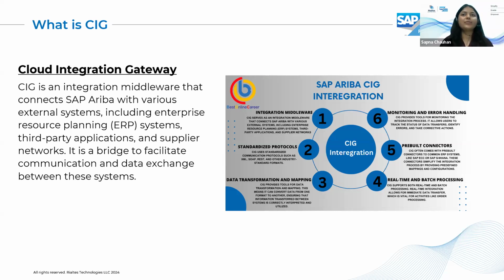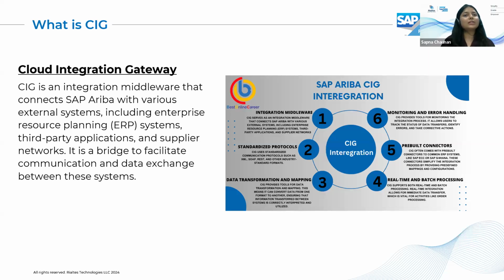Before CIG, integration between Ariba and ERP required manual customization or using middleware like SAP PI/PO. So before CIG, SAP used PI/PO, and after that, SAP introduced CIG. CIG acts as a bridge that lets your backend system talk to Ariba in a fast, scalable, and simplified way. So CIG is a gateway. CIG is called a gateway because it opens the door to seamless collaboration between your SAP ERP and the Ariba network.